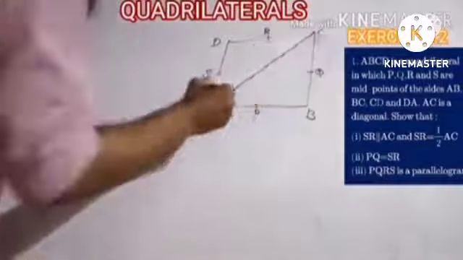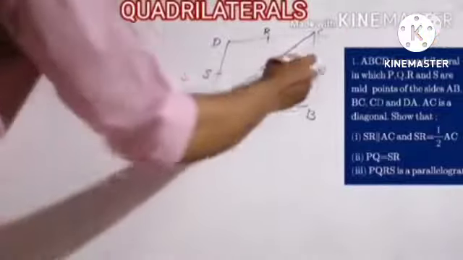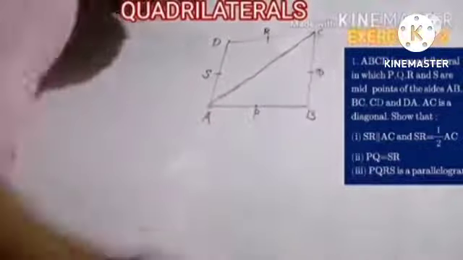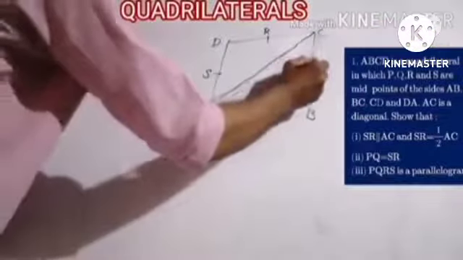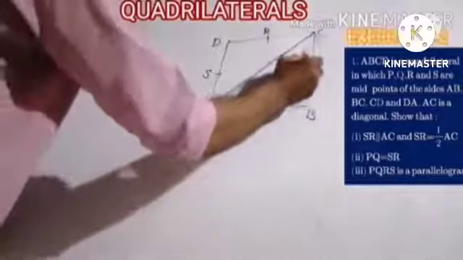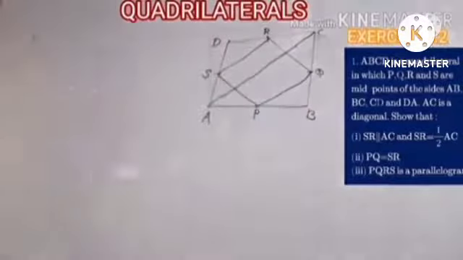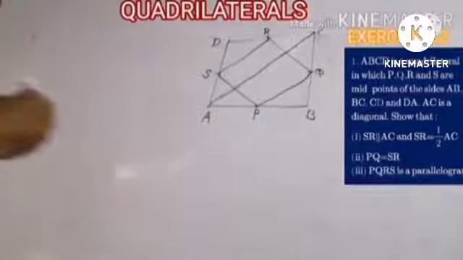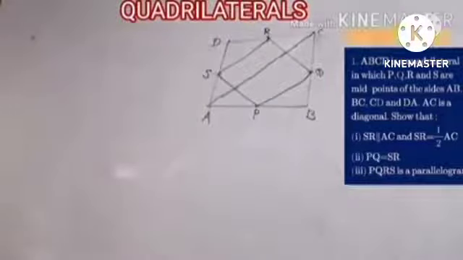So join AC. First we prove SR parallel to AC and SR equal to half AC. Then join PQRS. Finally we have to prove PQRS is a parallelogram. So join PQRS; it is a quadrilateral now. Here we have to prove that last one, that PQRS is a parallelogram.